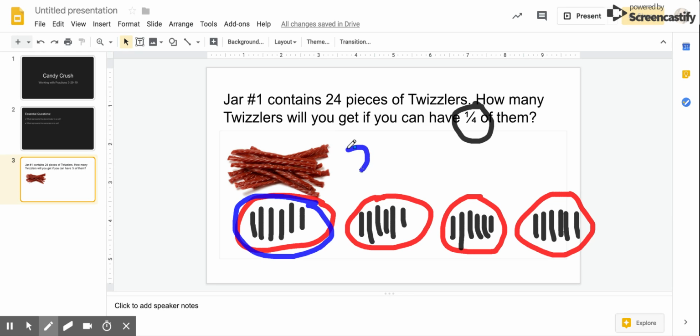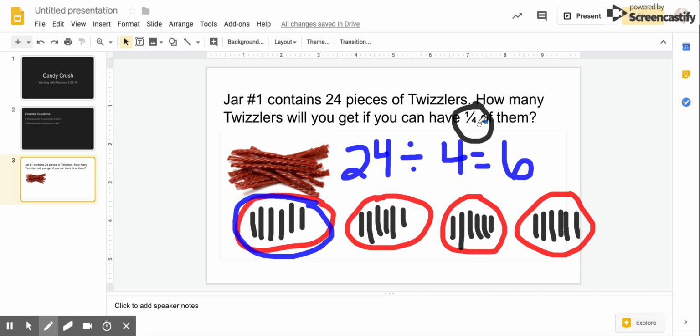So if I was going to write a number sentence that represents what we just did up here, I started with 24. And I divided that amongst 4 equal groups. And in each group were 6 Twizzlers.